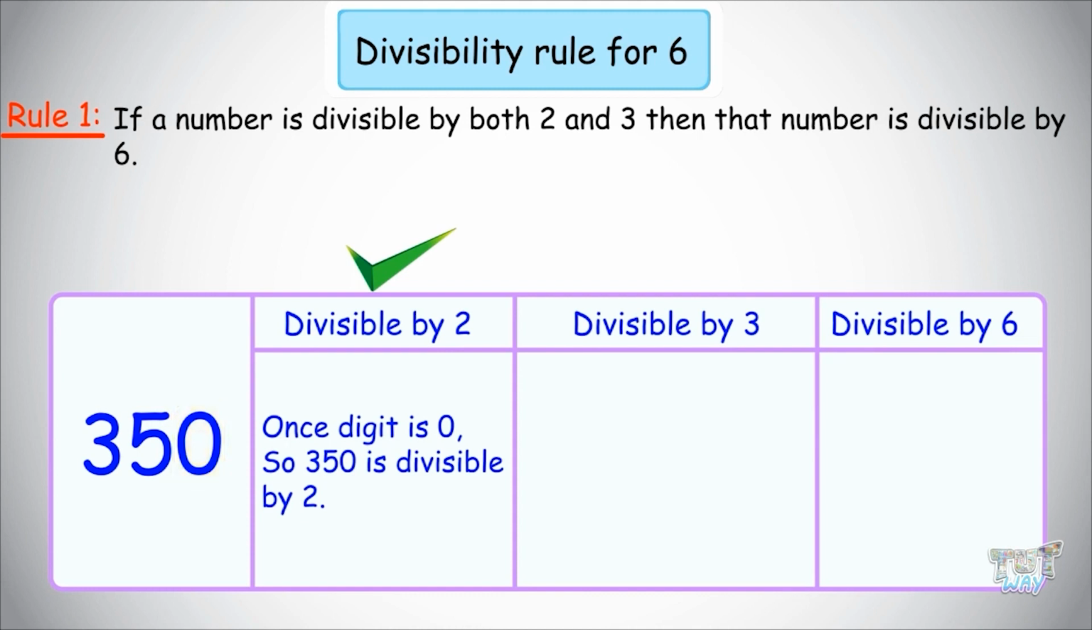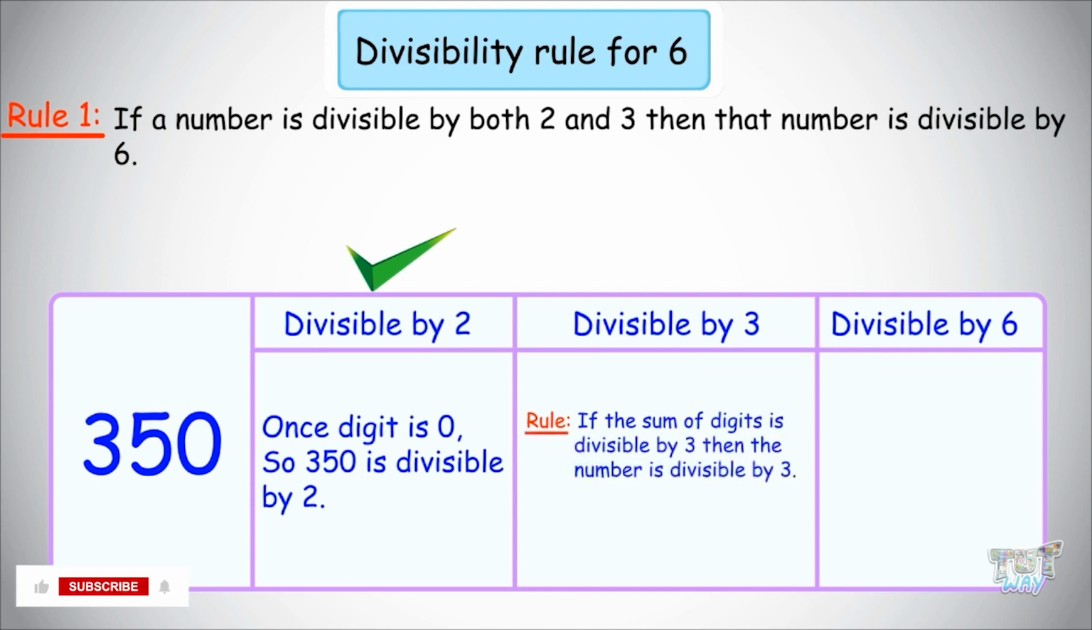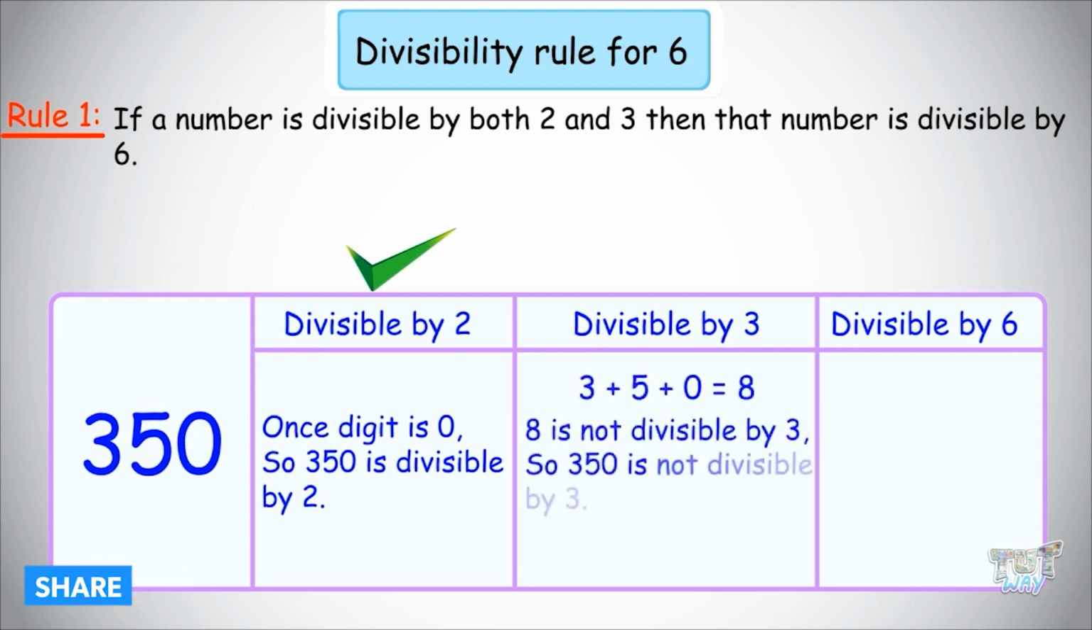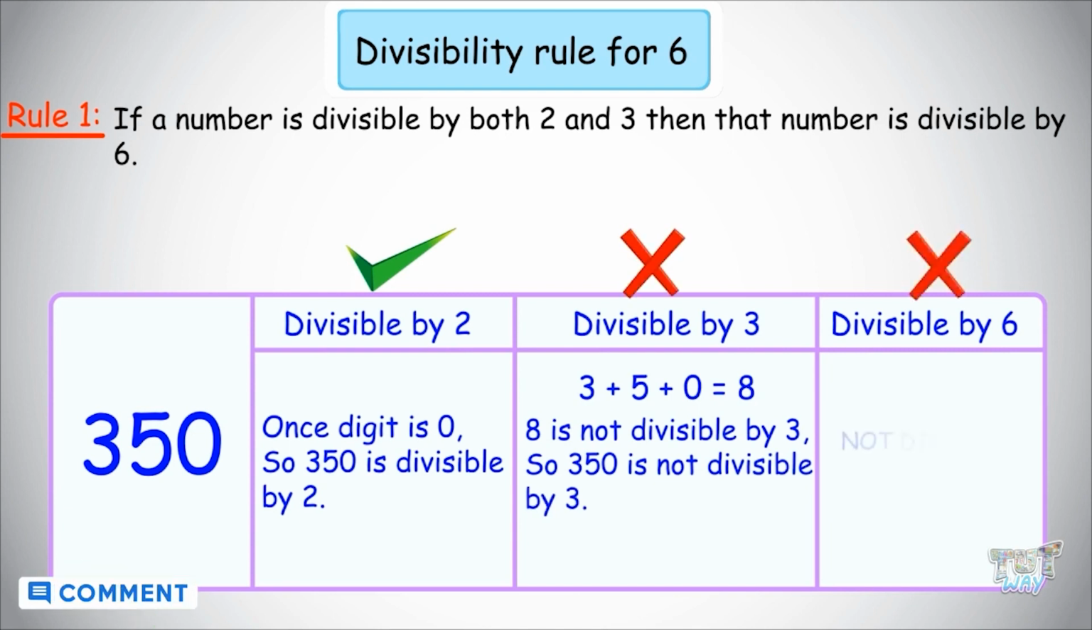Now let's find out whether it is divisible by 3. The rule says that if the sum of digits is divisible by 3, then the number is divisible by 3. Sum of digits is 3 plus 5 plus 0 equals 8. 8 is not divisible by 3, so 350 is not divisible by 3. So clearly the number is not divisible by 6 either.